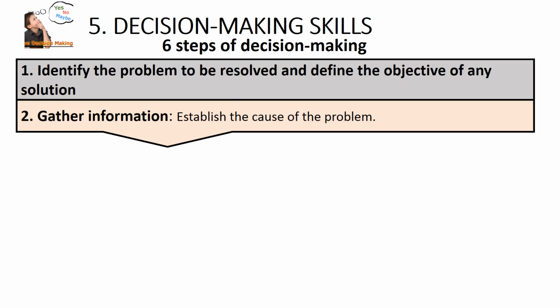The second step is for the manager to gather information about the causes of the problem. And this is necessary because if the manager is able to understand how the problem came about, then that can enable the manager to develop ideas about how to deal with the problem.